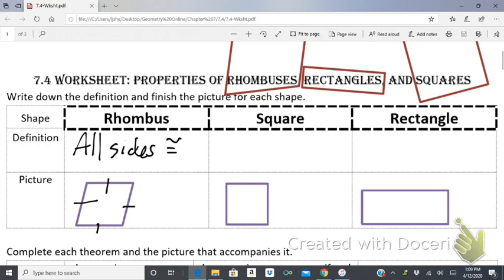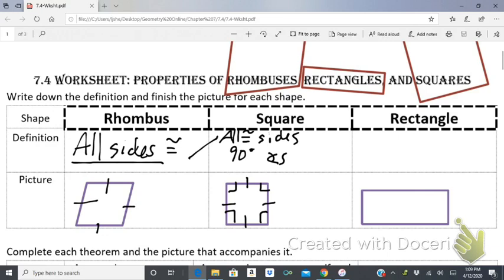Okay? A square, obviously you know what a square is. A square is all congruent sides, and it also has 90-degree angles. So a square is all congruent sides, just like a rhombus, but all 90-degree angles. Now, something I want you to understand is that every single square is a rhombus, because by definition, a rhombus means that all the sides are the same, right? And a square has all sides the same. So a square is a rhombus, okay?